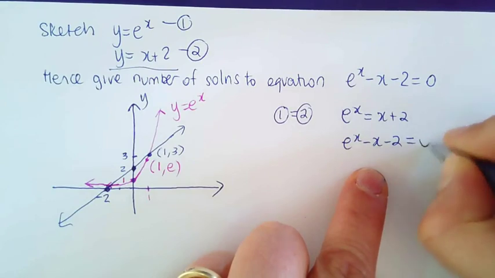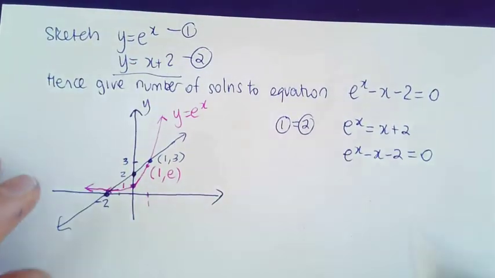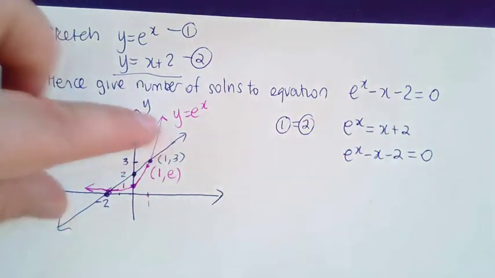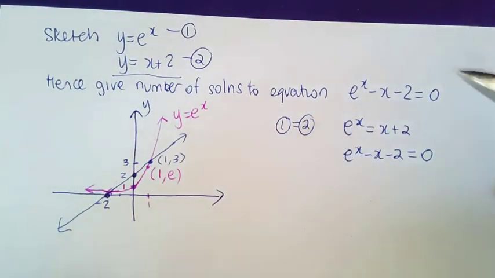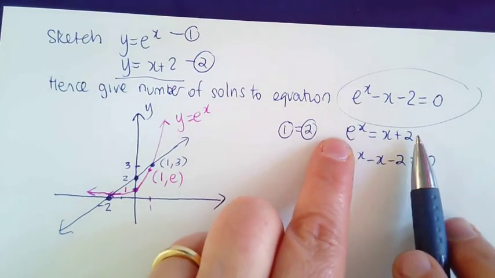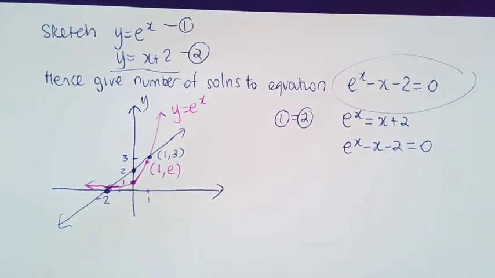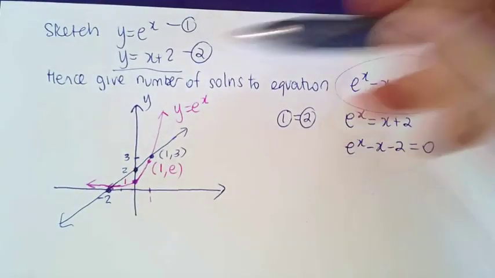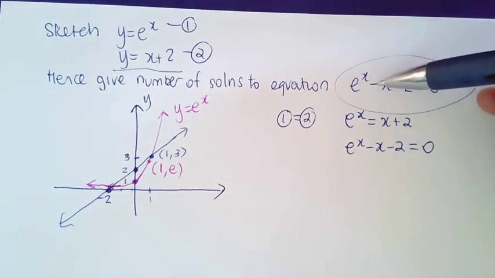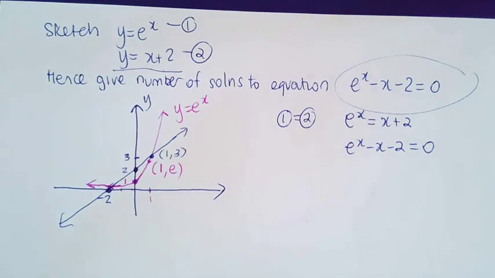So looking at sketching e to the x and x plus 2, drawing them both and finding the points of intersection is actually the solution to that equation, because you put them equal to each other and that'll tell you where the points of intersection are, and then you take everything over to the left-hand side and end up with that. So to get the solutions of e to the x minus x minus 2, you actually sketch these two and read off the solutions.